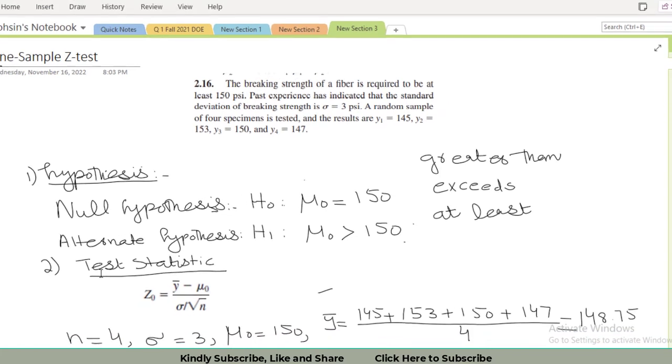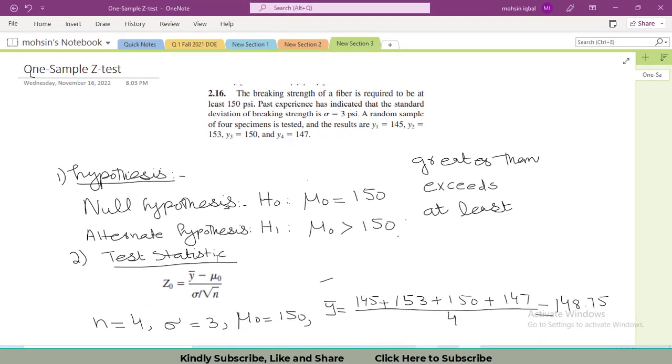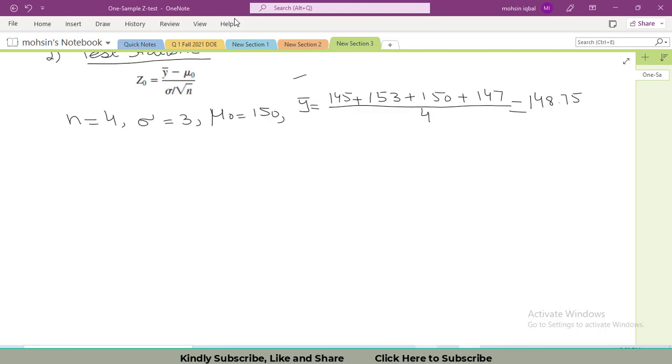Then we will talk about the test statistic. The test statistic is the formula that is used to calculate the z statistic value, or z naught value. In this formula, n is the number of observations, equal to 4, sigma is equal to 3, and mu naught is given to us as 150. We have to compute y bar. Y bar will be calculated from the 4 observations. We added them and divided by 4, and we got our mean, or average, equal to 148.75.